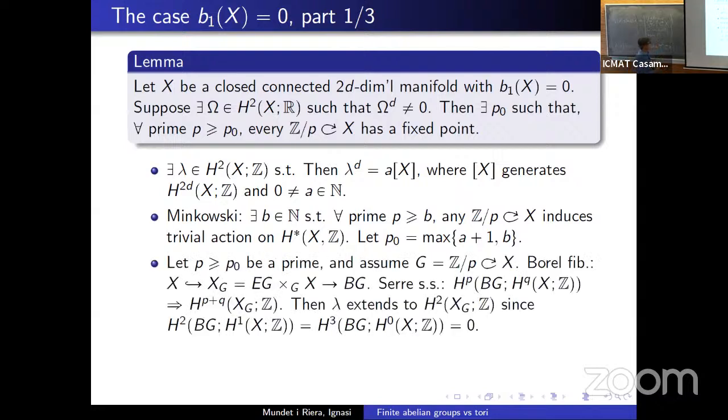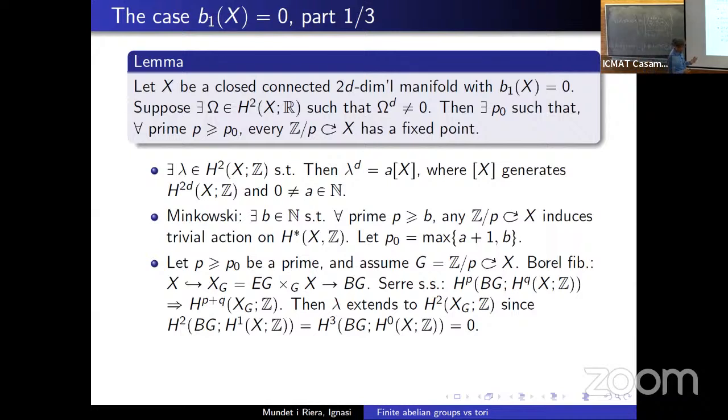Now the idea is the following: suppose that p is bigger than the constant necessary for Minkowski lemma to apply, and also than this constant A, which is the number of times you have to multiply a generator of the cohomology to obtain lambda to the d. And let us assume that you have an action of G on Z mod p. Now the idea is the following. If you assume that the action is free, then you can identify the quotient, which is going to be a topological manifold, with the Borel construction. So here, this is related to one of the arguments of Jochen.